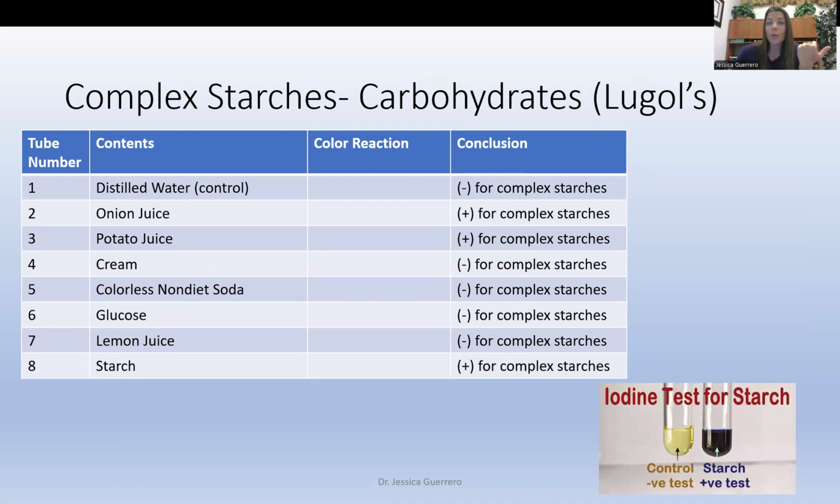Another one that we use as a control or an indicator would be testing starch itself. We would expect starch to come back positive for starch. And so here are some conclusions, but make sure you know what you were testing for: complex starches, that you were using Lugol's iodine, and what the color change was.